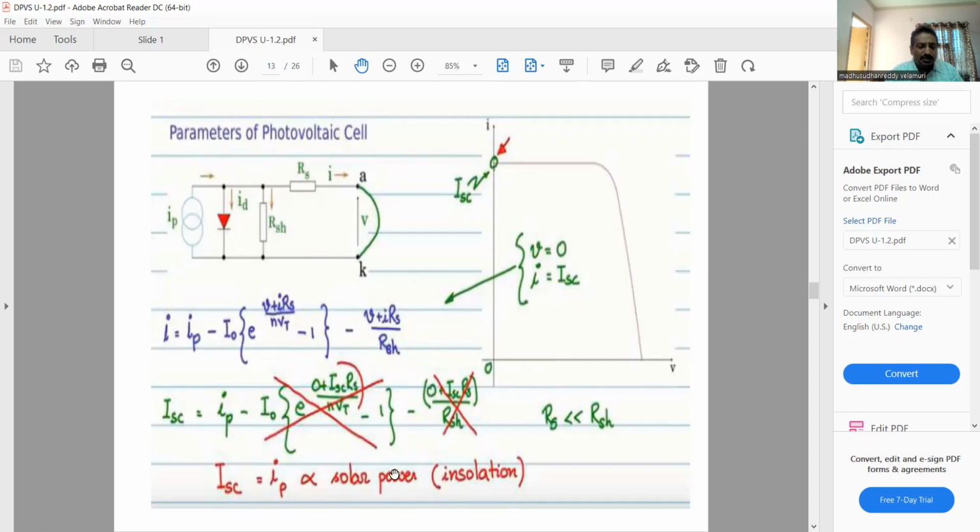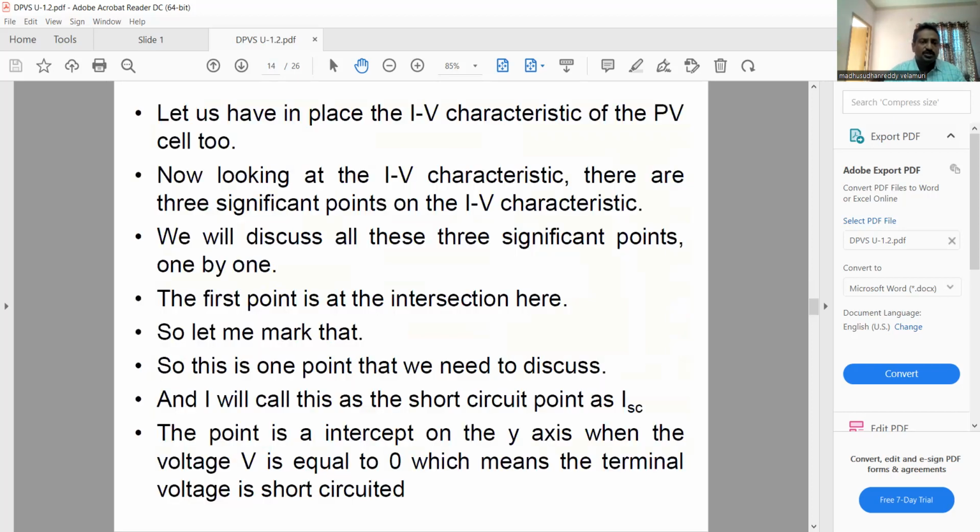It is always proportional to the solar power, or the insolation. So remember, the solar cell short circuit current is always proportional to the solar power that comes from solar energy. It is proportional to IP. This is equal to IP.